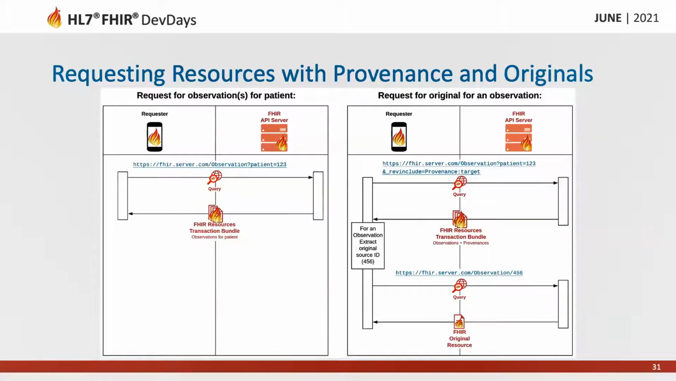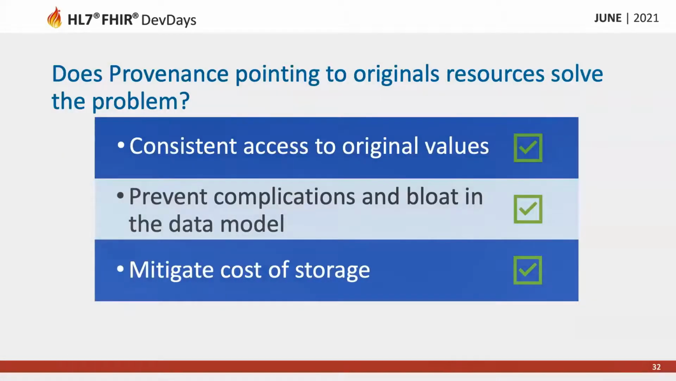Well, first off, if the other system doesn't care about original values for its particular use case, then it doesn't have to do anything. It just makes a normal FHIR query and gets back the expected response with no extra data. If the other system does want to know about original values, it just needs to use a standard revinclude to get the provenance. Then it can retrieve the ID of the original resource from the provenance and make a second call to get that resource.